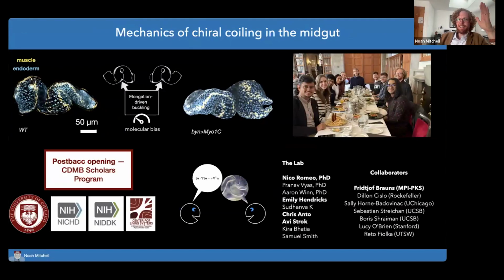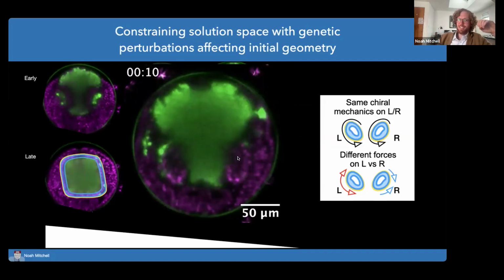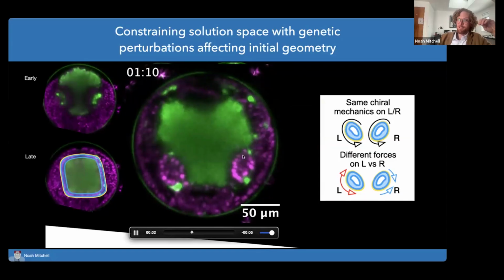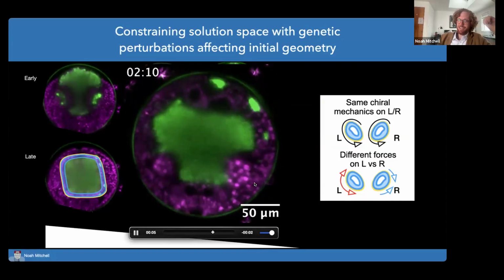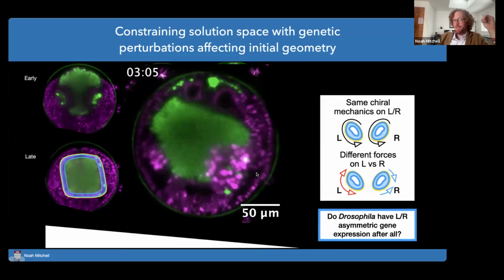So with that, I have one teaser, which is that we also have this wonderful mutant that we're super excited about, where we can actually make two half guts, one out of the right tissue, one out of the left tissue. And when we watch this, then we see this explicit symmetry breaking happen right about now at the coiling stages. So this leads us to wonder about the consensus that Drosophila doesn't have left-right gene expression. We would like to check this. So this is what we're up to now.